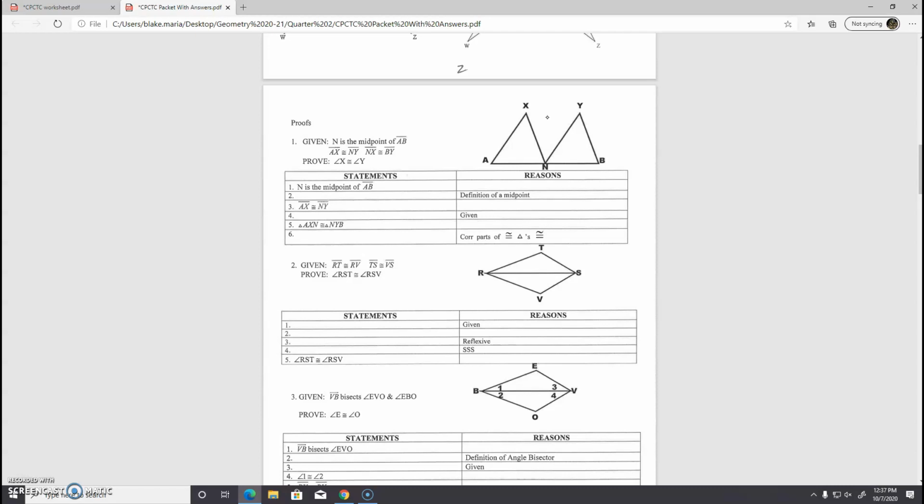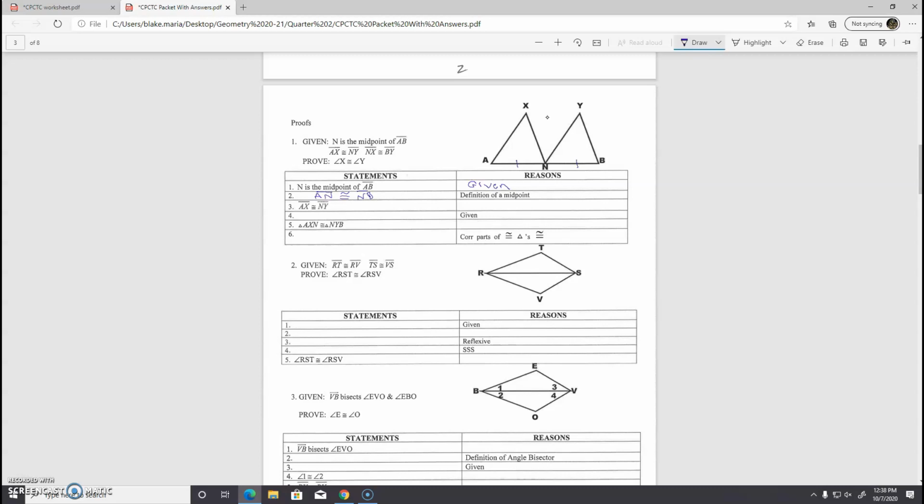Actually, I can do one with you. I have plenty of time. So this first one says N is the midpoint of AB. That was given. Then it says I'm going to use definition of midpoint. Well, if it's in the middle, I know I have two equal pieces. So I know AN should be congruent to NB because of the word midpoint.